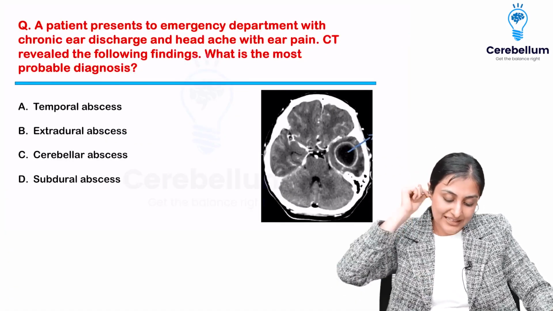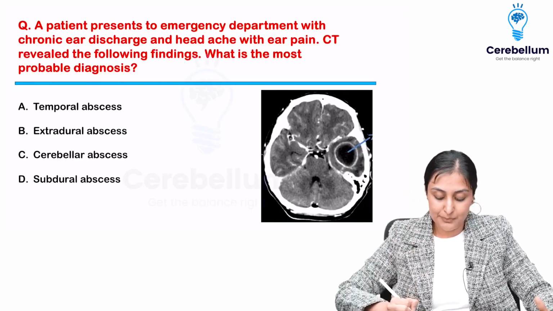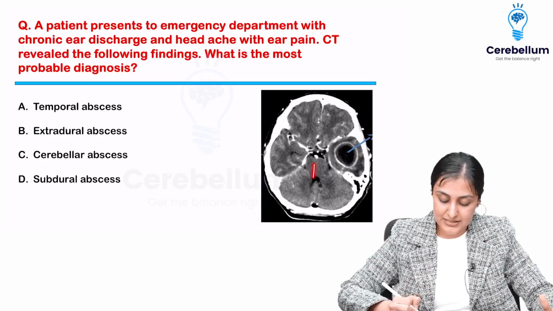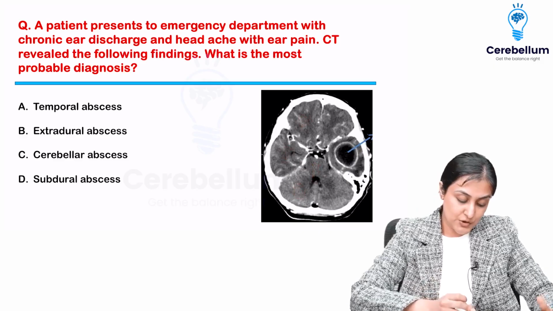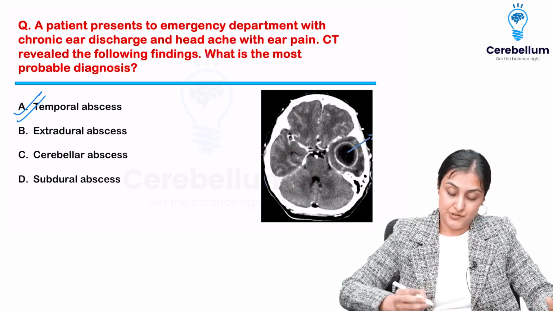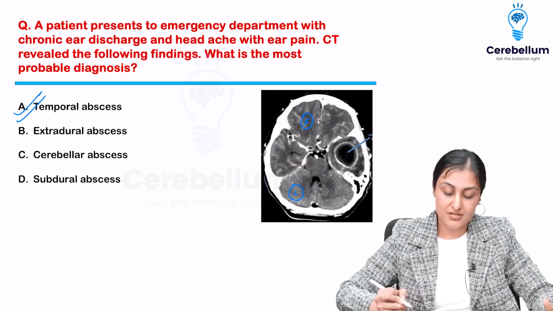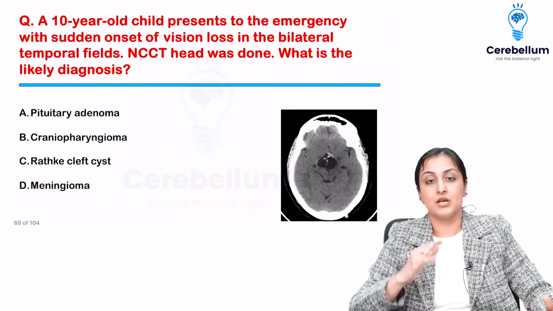Next, chronic ear discharge, headache, ear pain. There is an abscess. Where is the abscess? So again, you can see this is the pons, cerebellum, temporal, frontal. So this is a temporal abscess, right? So if it was here, it would have been a frontal abscess. If it was here, cerebellar abscess.